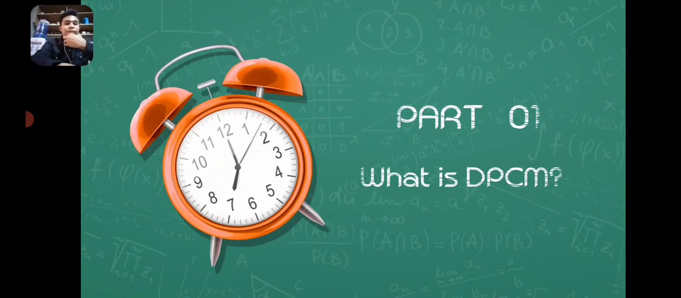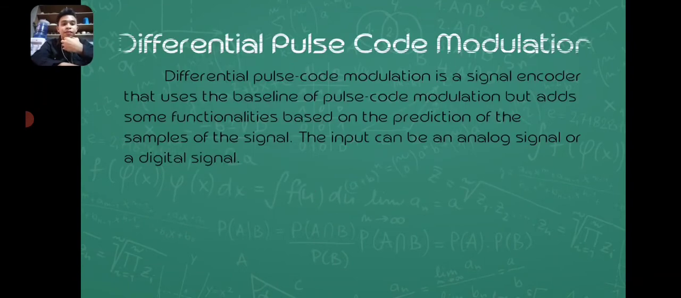What is DPCM? Differential pulse code modulation is a signal encoder that uses the baseline of pulse code modulation but adds some functionalities based on the prediction of the samples of the signal. The input can be an analog signal or a digital signal.